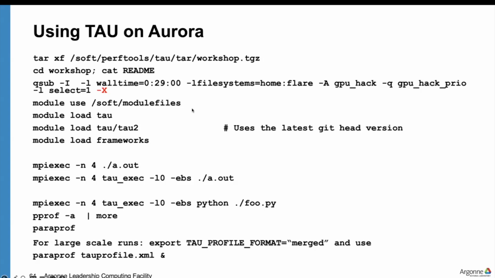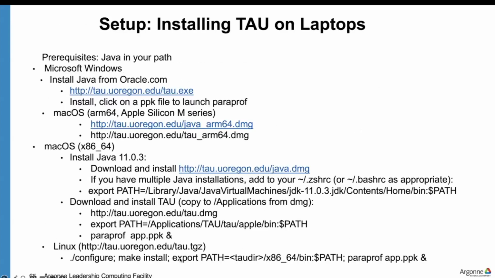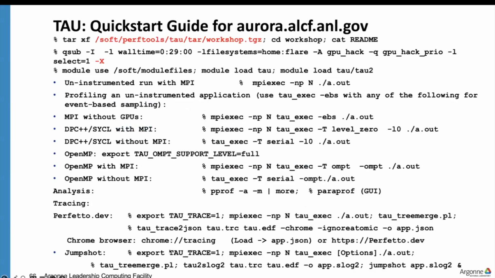In each directory, there's a run.sh that allows you to build and run the application. So it's fairly straightforward. Just remember, as you apply TAU to other larger projects, you should use the TAU profile format as merged and just generate a single tauprofile.xml file that can be launched directly in ParaProf like this. Okay. Here are instructions for tracing.